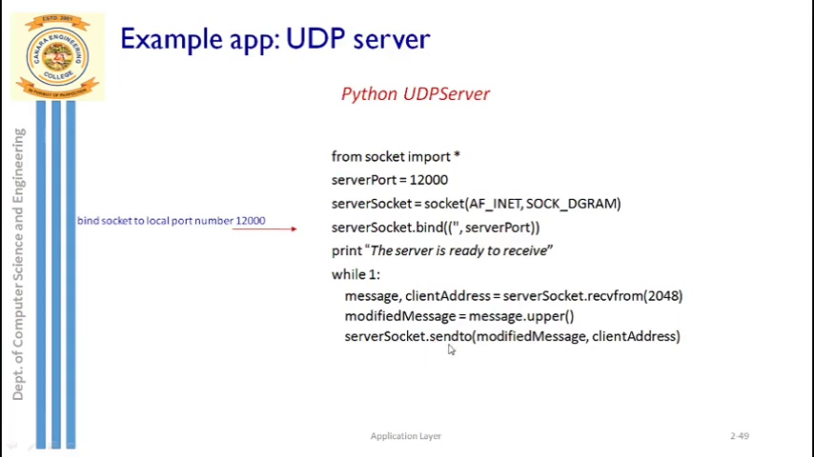So the server socket is sending the message. This time what is it sending? The uppercase sentence. That modified message is being sent to whom? He has already stored the from address, from where he received the input message. To that client only he has to send back, right? So use the same variable client address, which already has the IP address and port number of the client, and send that particular message to the client. So this is how the UDP sockets are implemented both at the server side and the receiver or the client side.